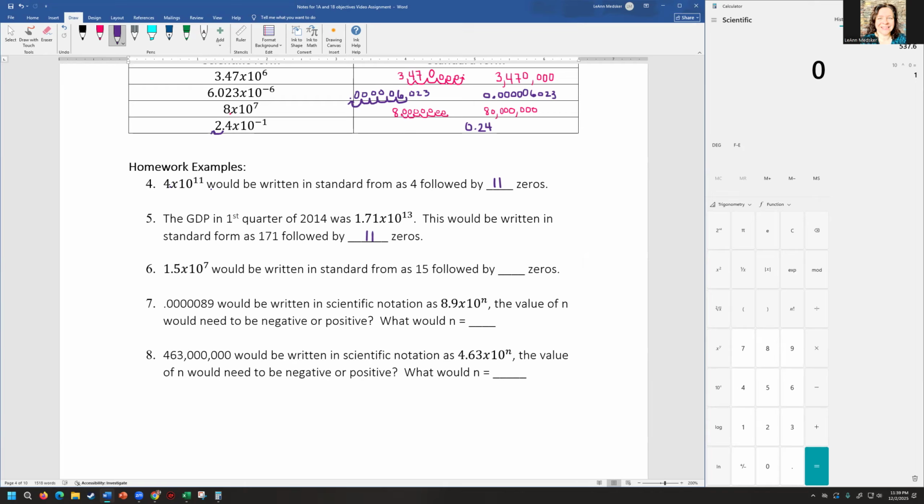1.5 times 10 to the 7th would be written in standard form as a 1 and a 5, followed by how many zeros? Well, again, positive exponent, so we're moving to the right. My first move is to get that 5 to be in front of the decimal. Then I would have 6 more moves, so 6 zeros to fill in. So let's look at this one.